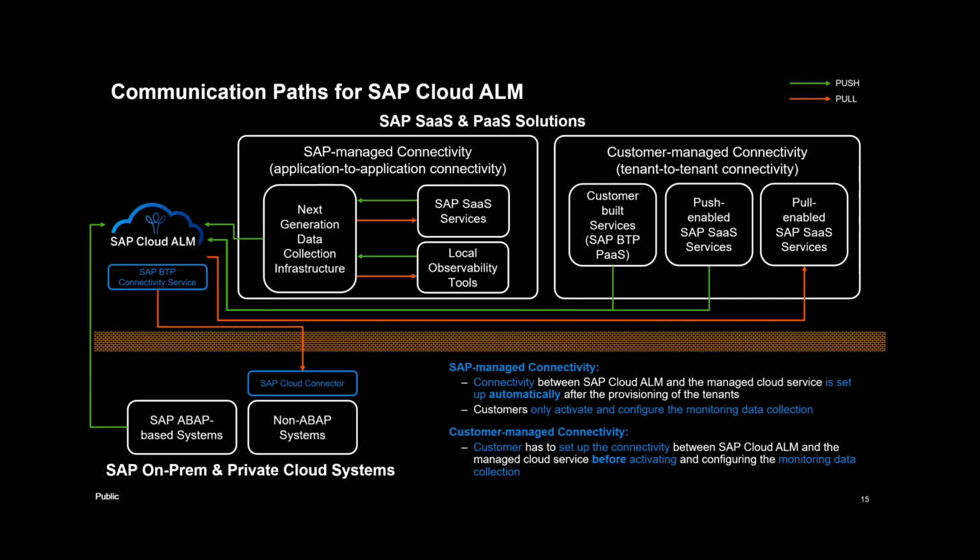And then customer-built applications. So let's say you build your own BTP application. What you have to do then is, while you develop it, also instrument it so that it can send information to Cloud ALM. On-premise and private cloud systems: for ABAP, we use a push approach. No Cloud Connector necessary. If you have non-ABAP systems, you need a Cloud Connector. Also, if you want to monitor Cloud Connector itself, you need a Cloud Connector, obviously.